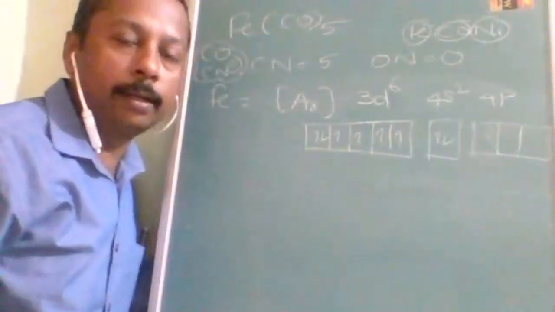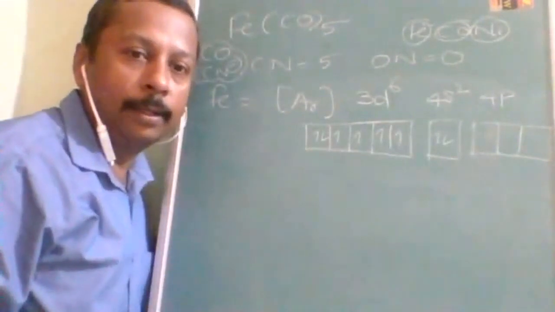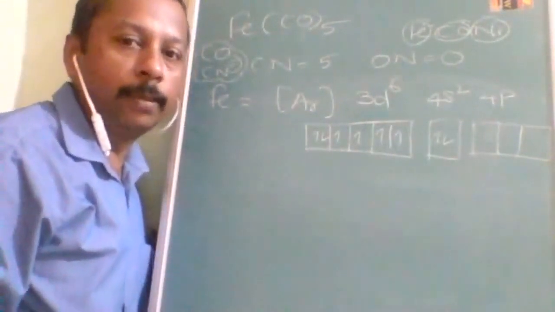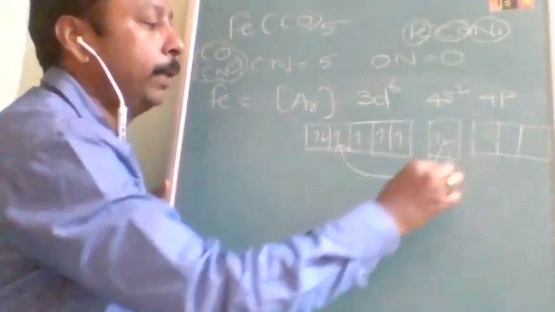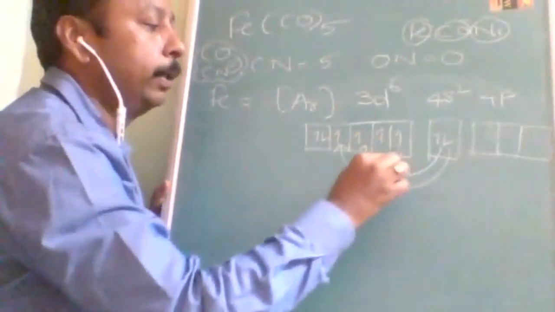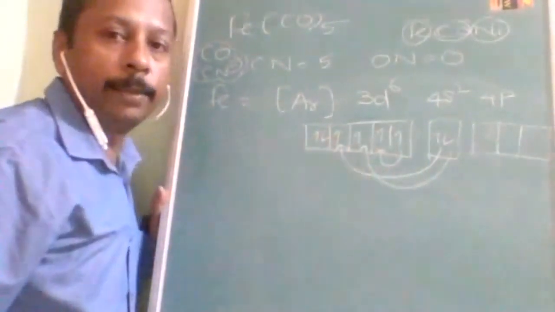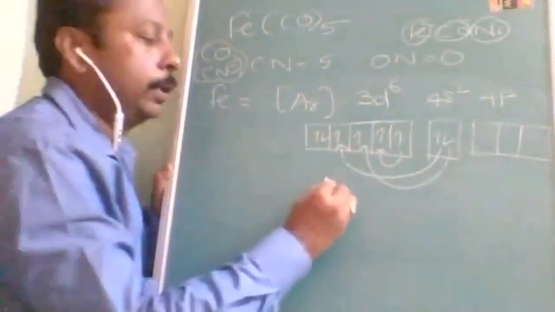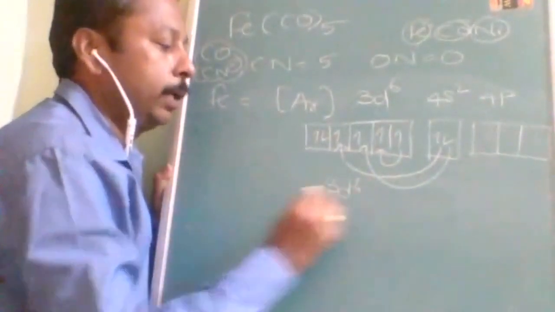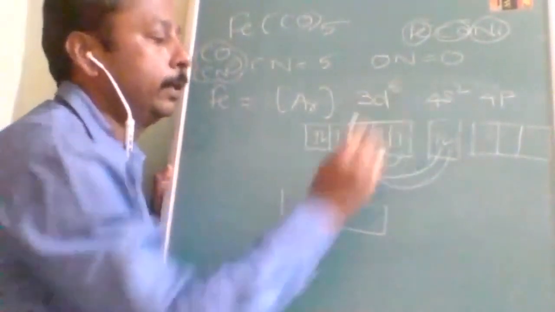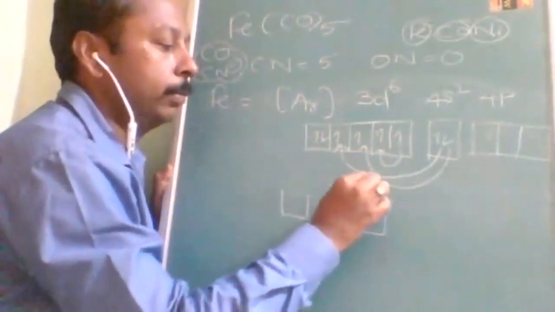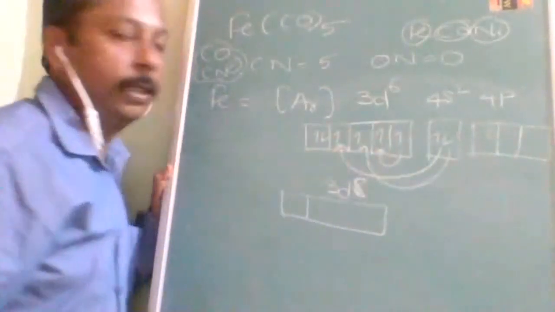Then we should go against the rule. Which rule? Hund's rule of maximum multiplicity. Pairing against Hund's rule. So this will come and pair up here. This will come and pair up here. This will come and pair up here. Okay, so for 3d6 there is no change in the number, but the way of writing the electronic configuration changes. Now it will become 3d8. Two electrons came from here to here.